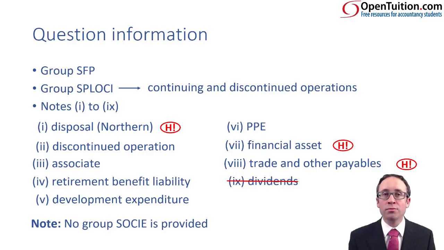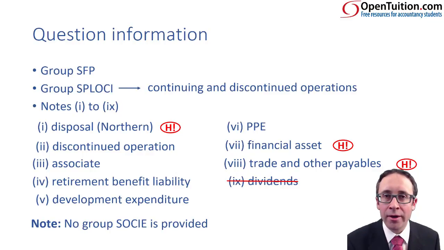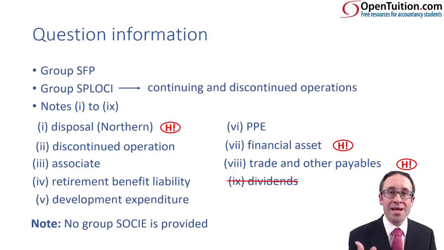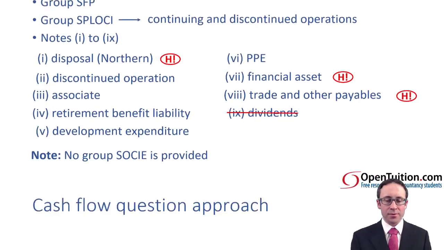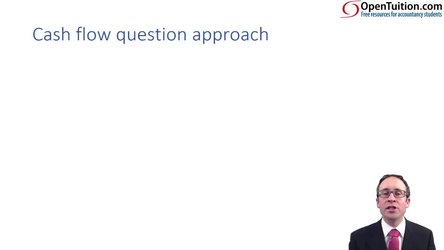The other bit to note there just popped up, didn't it? Note that there is no group statement of changes in equity. So if we were looking for that dividend paid to the non-controlling interest in the group statement of changes in equity, we're not going to find it there, are we? We need to draw up a T account to work out the non-controlling interest and the dividend paid for the non-controlling interest. Oh, that sounds exciting, doesn't it? I'm just going to go through and talk about a general approach to cash flow before we then come back and deal with the question in full.